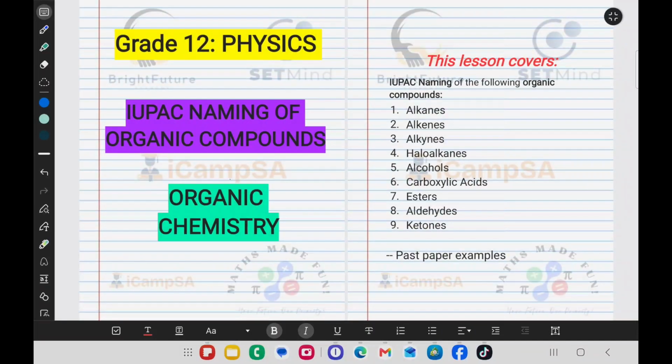For today's lesson, the main focus will be on the IUPAC naming of organic compounds. We will do pretty much all the organic compounds that we have in grade 12 chemistry, organic chemistry, and that includes alkanes, alkenes, alkynes, all the way until ketones. After all of this, we will have a few past paper examples. As part of the process when learning IUPAC naming, some of the examples we include will be past paper examples. So stay tuned and let's start.